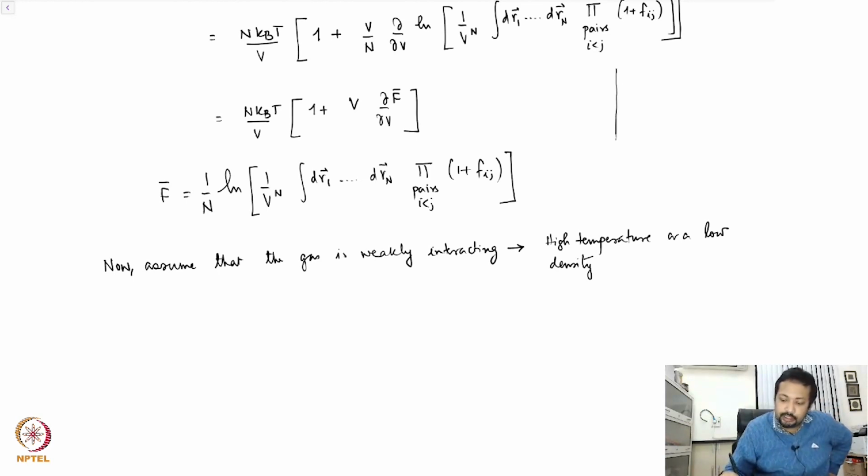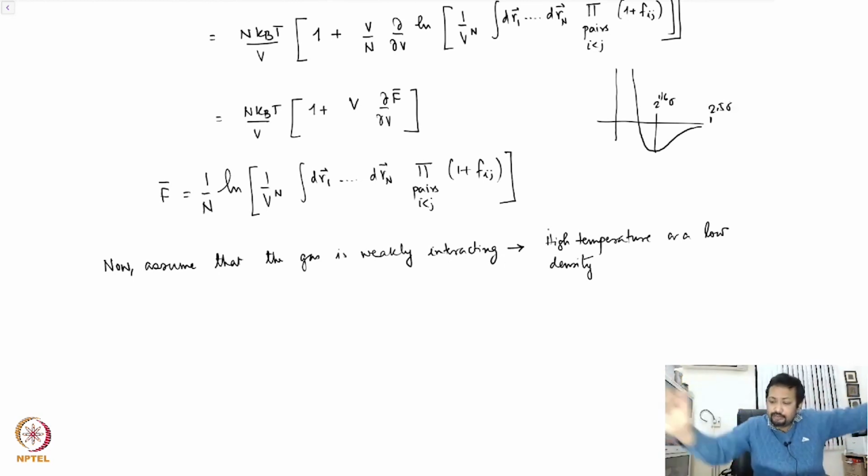If you recall, the soft core potential that we are looking at had something like this shape, with the minimum at 2 to the power 1/6 sigma, and if you take this to be 2 sigma or even 2.5 sigma, the potential is already vanishingly small. So for a low density system, most of the particles are far away. Only when they come within a distance of 2.5 or 3 sigma do they feel tiny bits of interaction. Otherwise it's all zero. Similarly, in the high temperature limit you have the same situation.